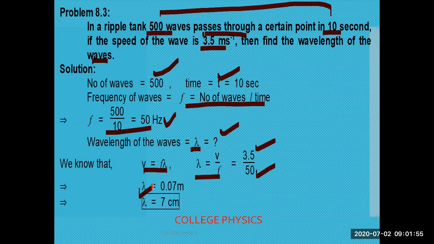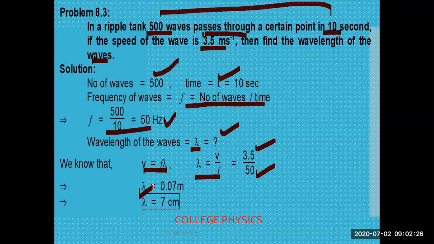So what was the question? What was given? The number of waves was given, and the time during which they were passing. That was basically the definition of frequency. Then you were asked to calculate the wavelength. Which relation will be used? v is equal to f lambda, and from this formula, the other quantities, that is speed and frequency, are known now. By putting the values, we have calculated the wavelength.